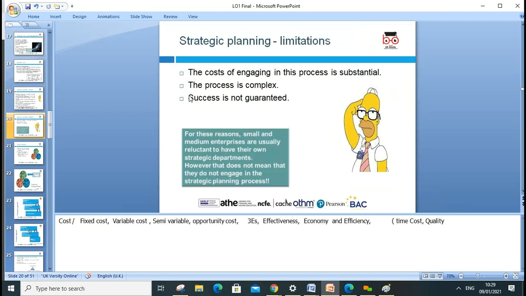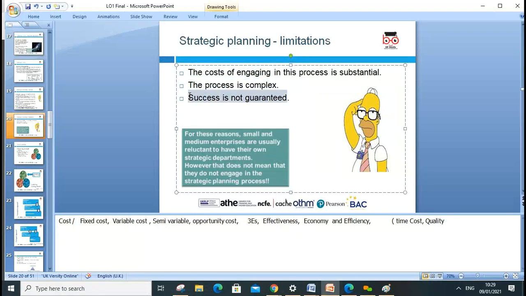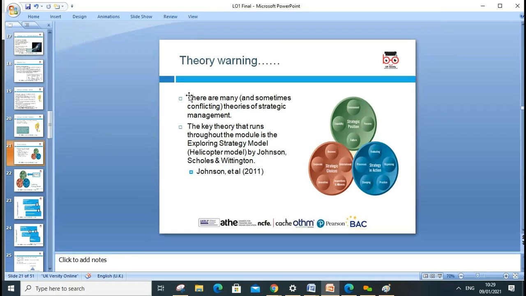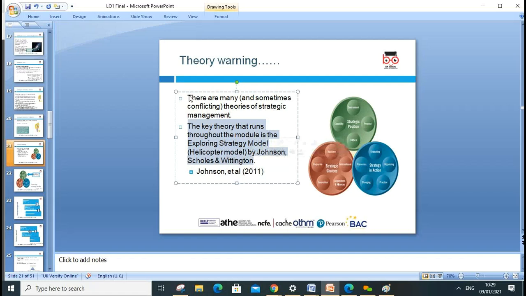Strategic planning has a cost, engaging in the process. Always look, the process is complex. We need to make sure everyone understands. Success is not guaranteed. Yes, success is not always guaranteed, but we want to make sure. We need to look around at the theory of planning. There are many, sometimes conflicting, theories. Which theory you will use, we will go through in following lessons when we implement.